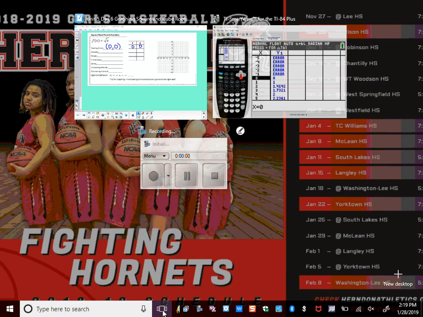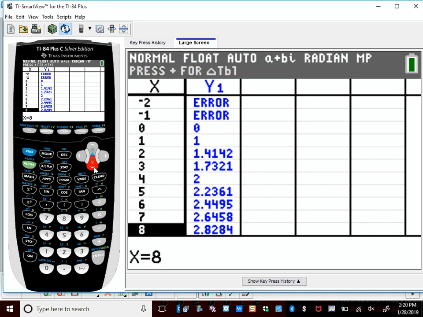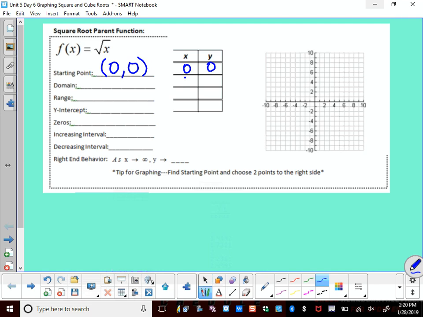Go back to your graph. I want you to tell me some other points. Skip the decimals. So 1, 1, 4, 2, and 9, 3. So let's write those in. 0, 0. So we have 1, 1, 4, 2, and 9, 3. Once you have those points in your chart, go ahead and plot them as best you can. And then connect the dots.